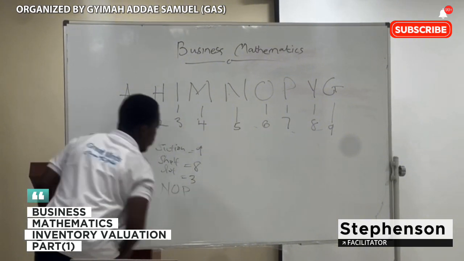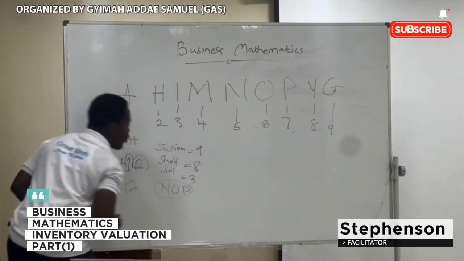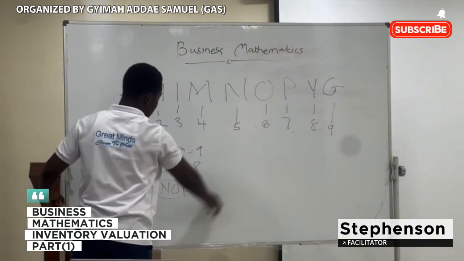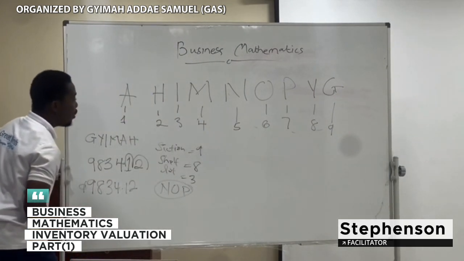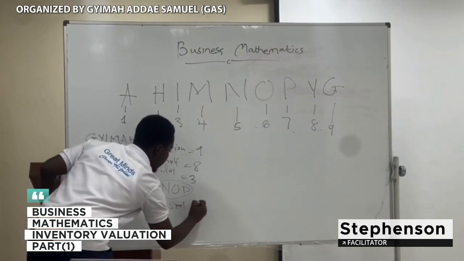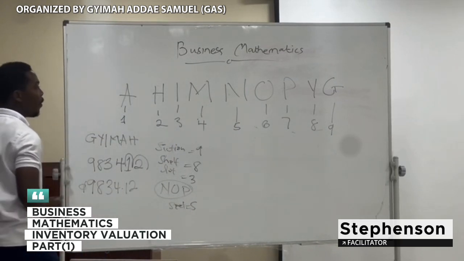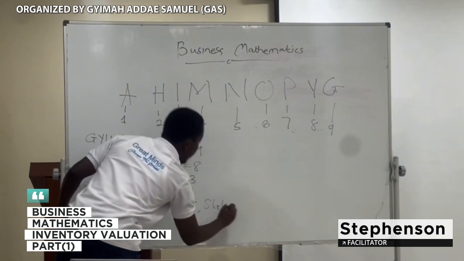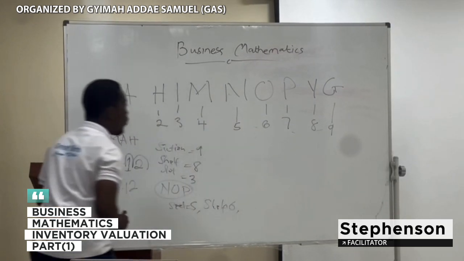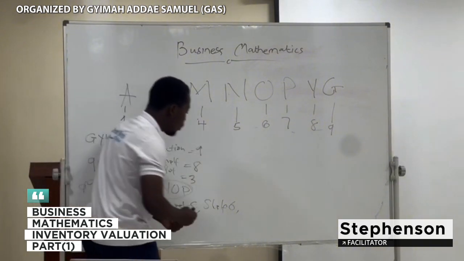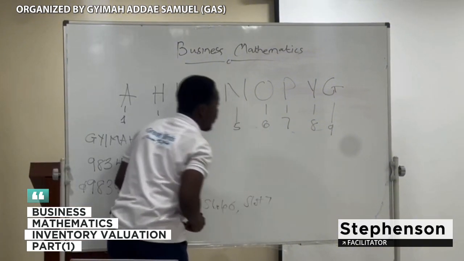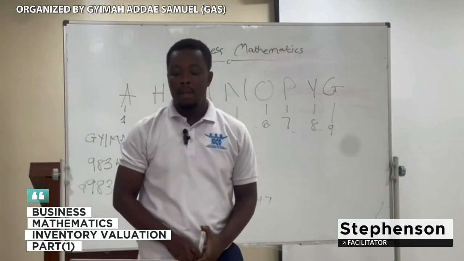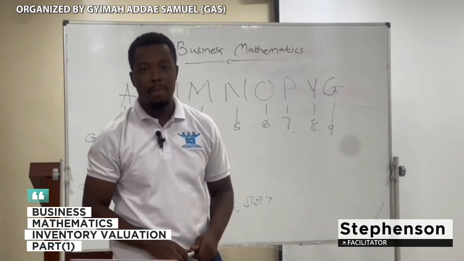Okay, let's take another example, NOP. Let's try and find the actual position of this product. So we have N. Which section? N gives us section 5. Which shelf? Shelf O, so shelf 6. And which slot? P, slot 7. Okay, so this is all we can talk about using the specific identification method, which is SIM.